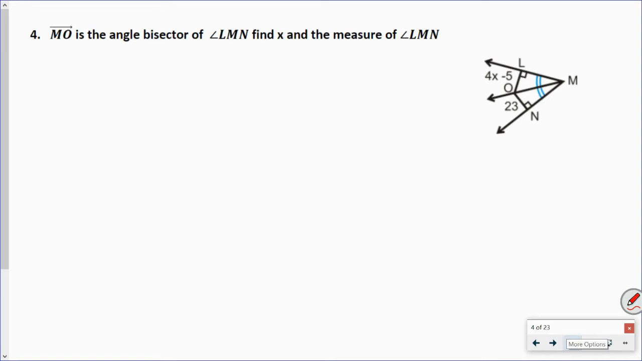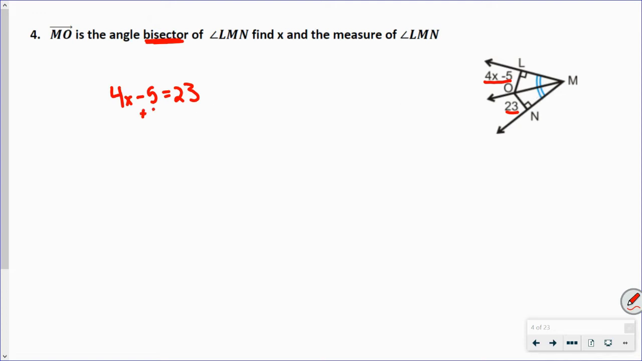Ray MO is the angle bisector. Remember, an angle bisector, or a bisector, splits something into 2 equal parts. If angle LMN, find x and the measure of angle LMN. Here they note that they are congruent on each side. We're going to say that this is the measure of each one of those angles. So I can say that 4x minus 5 equals 23 because they were bisected. This right here bisected the big angle, and they tell me here that they're congruent.